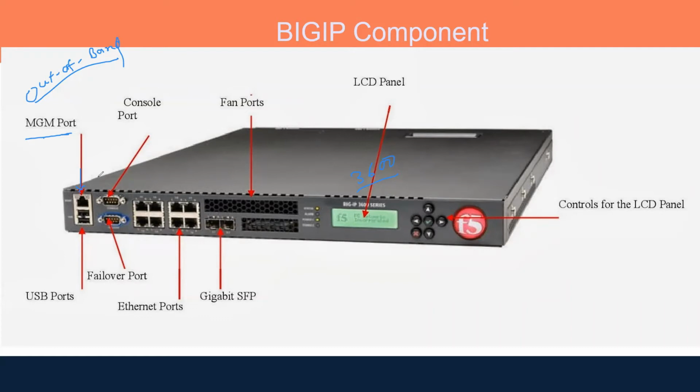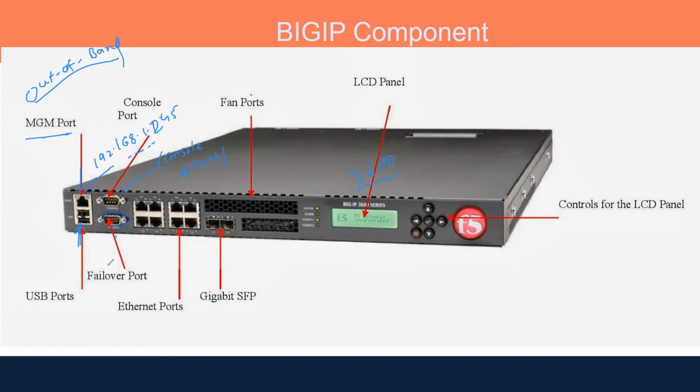By default, on this management port, there would be IP 192.168.1.245. This is the default IP on this management interface, using which you can access the device and do the configuration. If you want to upgrade this F5 device, or re-image the device, you can use the USB port where you can use a bootable pen drive, and from that pen drive you can transfer the image to the F5 device. Then there is a console port. This is for console access.